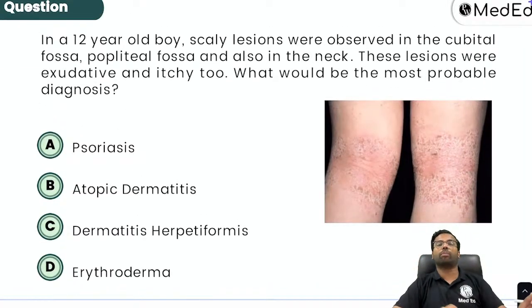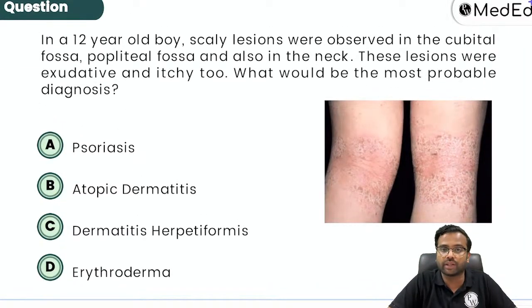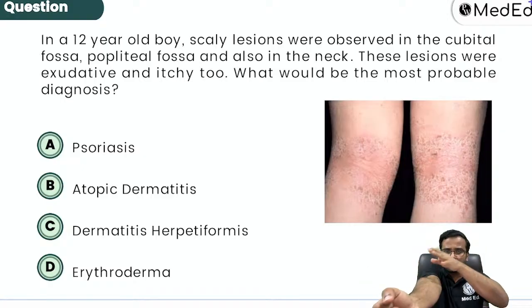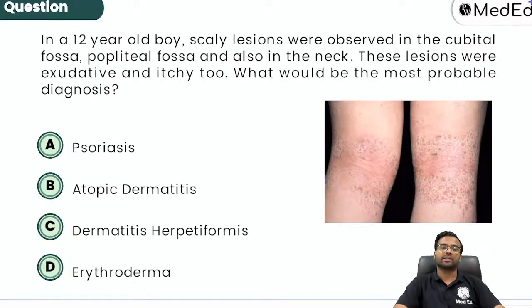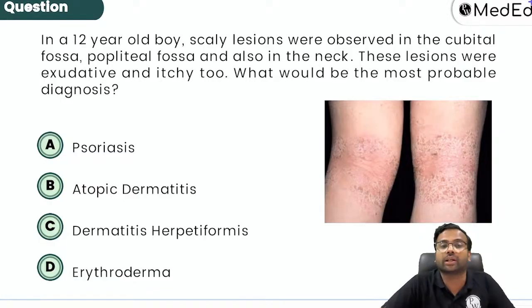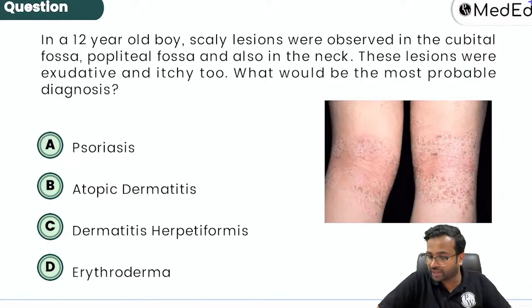Now let's go to the next question. A 12-year-old boy, scaly lesions were observed in the cubital fossa, popliteal fossa, and also in the neck. These lesions were exudative and itchy. What would be the most probable diagnosis? You can see in the image that there is some flexural region being shown. Is it something which we can suspect as psoriasis, atopic dermatitis, dermatitis herpetiformis, or erythroderma? What is your thinking about this question?